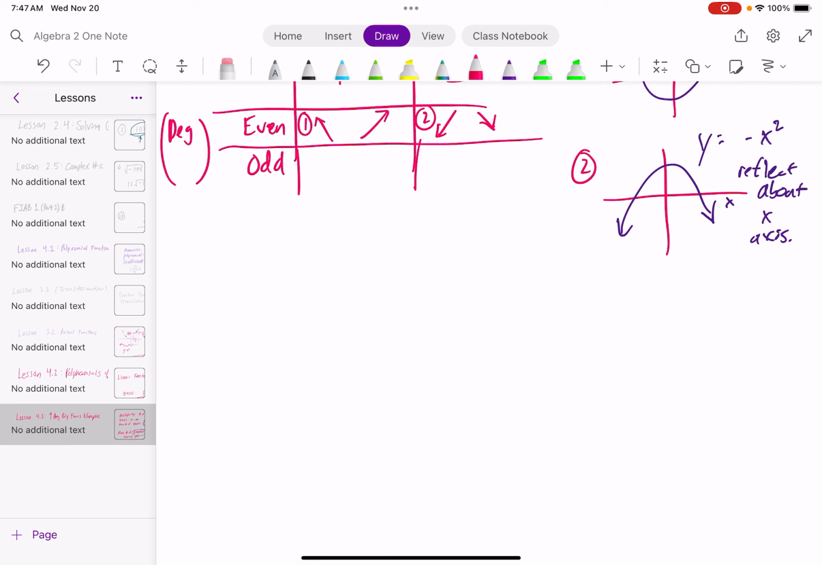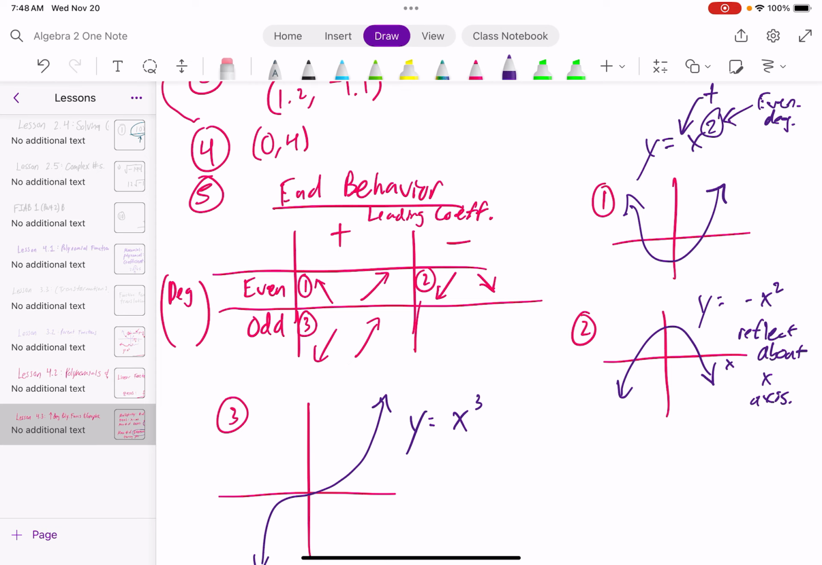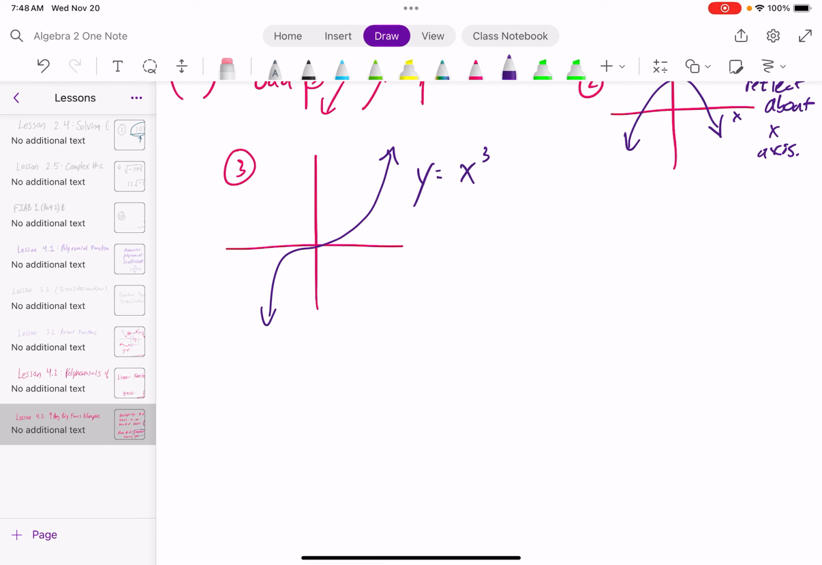What about case 3? Case 3 is odd, but with a positive leading coefficient, it's going to look something like what we just saw. It's going to look like that. This is y is x cubed. This is a parent function. So yes, as you can see, it's positive and odd. Odd degree, positive leading coefficient.